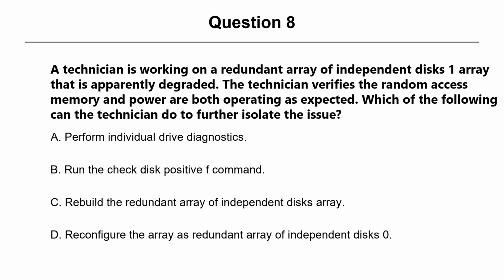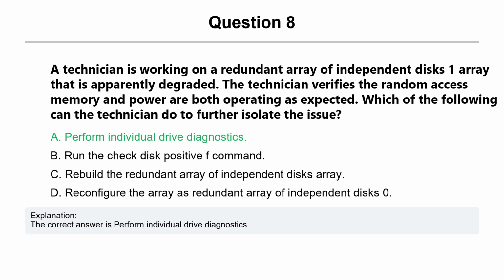Question 8. A technician is working on a redundant array of independent disks 1 array that is apparently degraded. The technician verifies the random access memory and power are both operating as expected. Which of the following can the technician do to further isolate the issue? Option A, perform individual drive diagnostics. Option B, run the check disk /F command. Option C, rebuild the redundant array of independent disks array. Option D, reconfigure the array as redundant array of independent disks 0. The correct answer is option A, perform individual drive diagnostics.